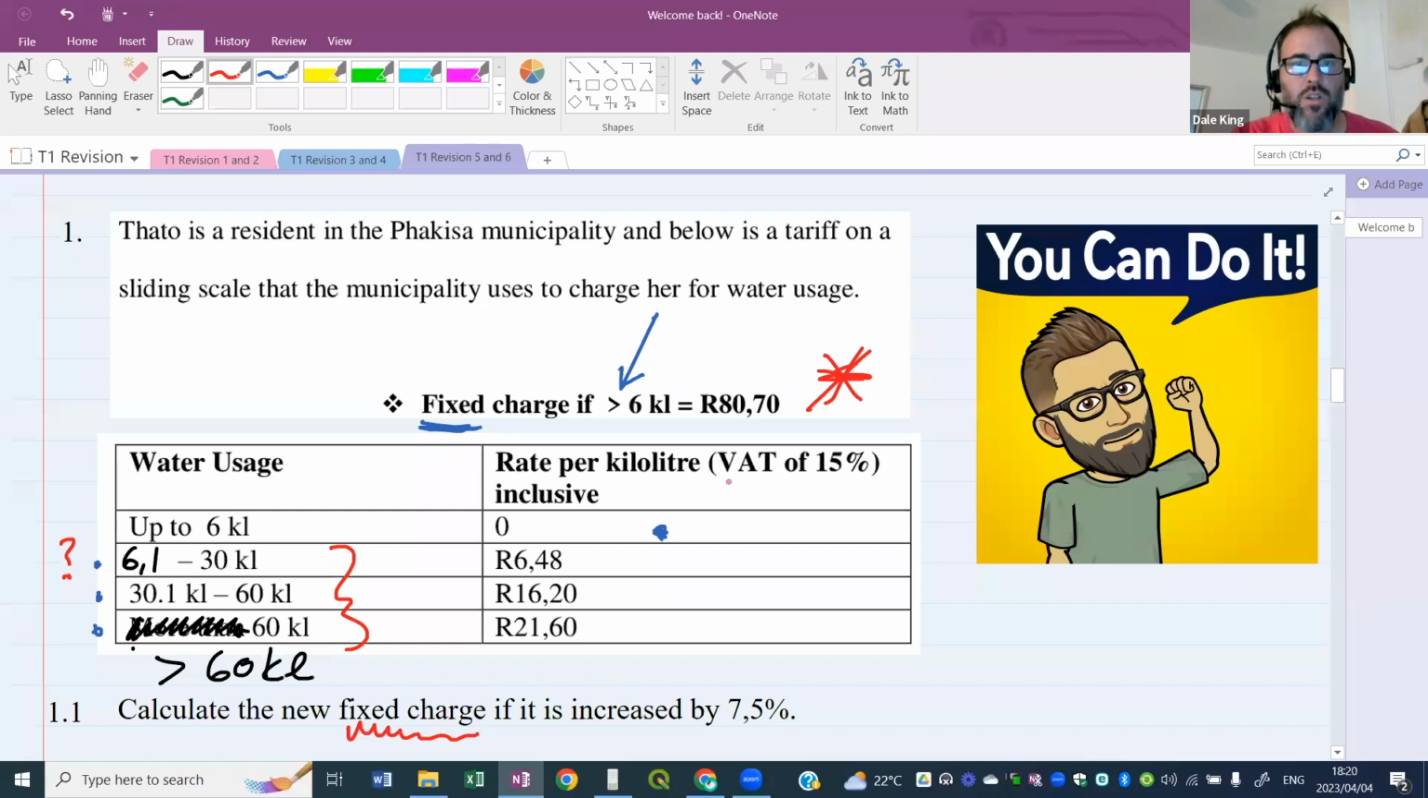Now, where is the fixed charge? That is this 80 Rand 70. Calculate the new fixed charge if it is increased by 7.5%. You guys can do this, not too difficult. Go ahead and calculate that, and then we'll check it together. I'll give you about a minute or two.